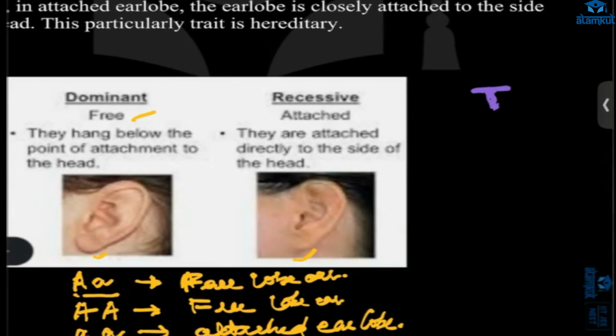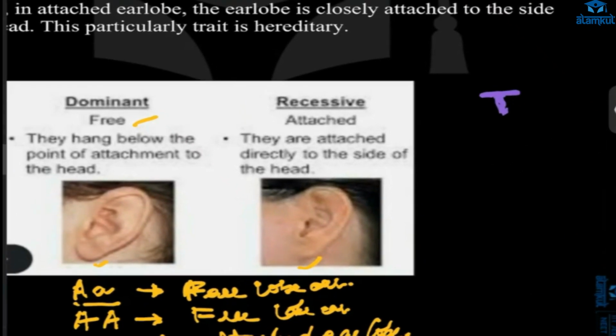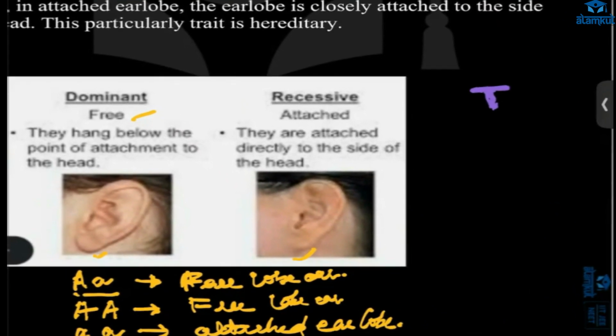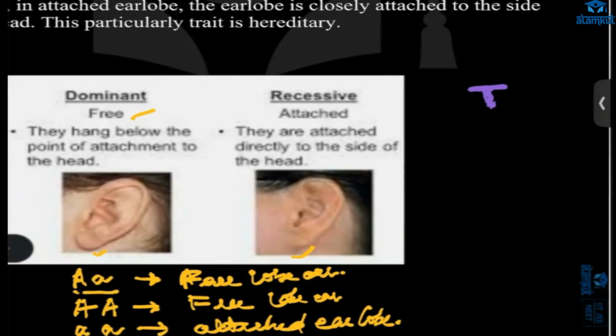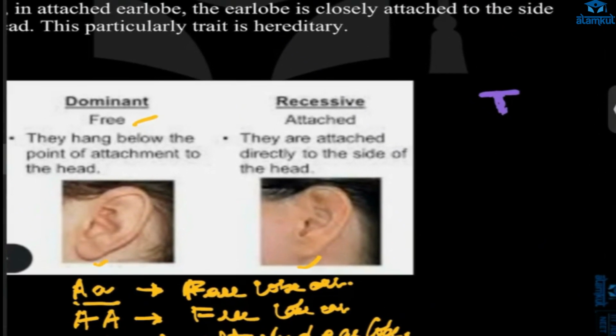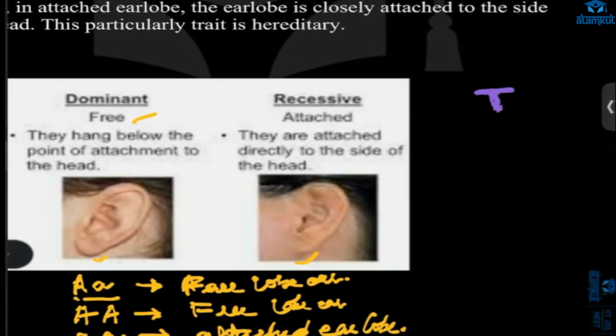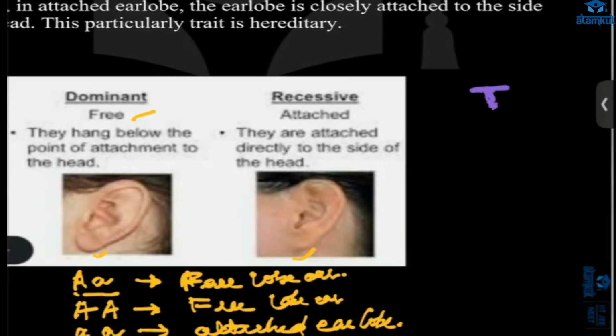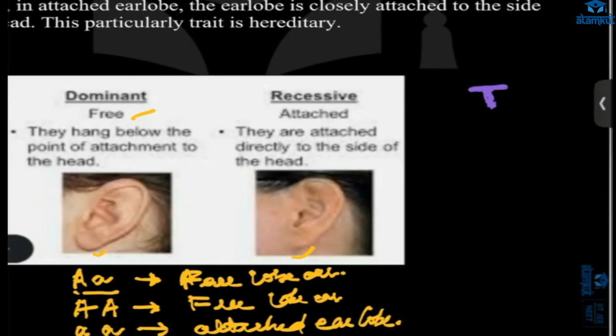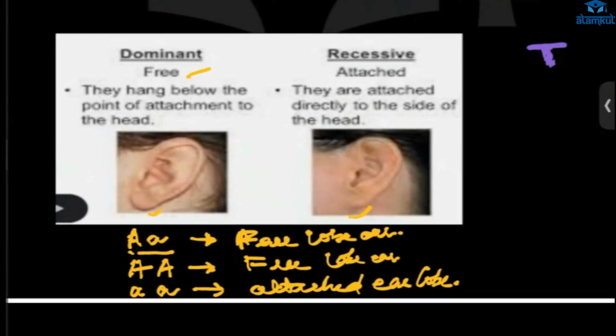What about you, Ria? Ma'am, for me, it's dominant. See, for her, it is the same. So most of the people are dominant one. If your mother and father both are having the recessive trait, then you will be having the attached one. Okay. Got it? This was dominant and recessive.